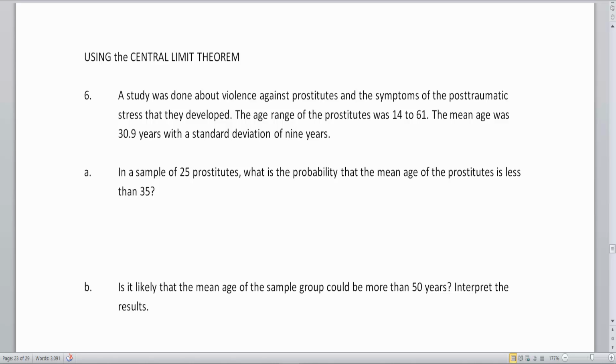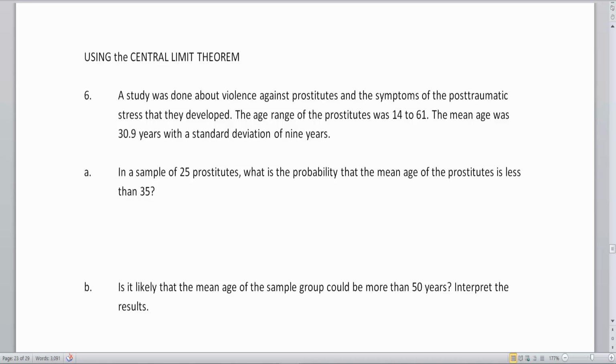So here we have a study done about violence against prostitutes and the symptoms of the post-traumatic stress that they developed. Now the age of the prostitutes was 14 to 61, which actually is kind of good for solving some of these problems because we can use some of these values instead of negative infinity and positive infinity if we want to. But generally speaking, we're not given the range of the sample group in our story problem. So this sentence, the age range, isn't really relevant to a lot of the problems that you will be doing in your homework, but it is kind of nice to actually see where we could have used this with the technology.